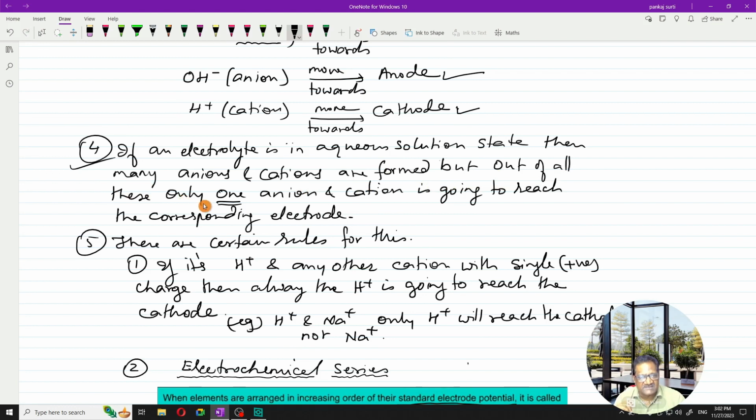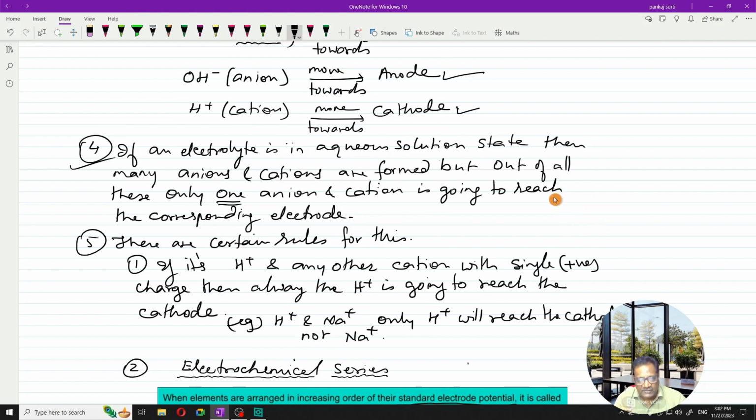But out of all these, only one anion and one cation is going to reach the corresponding electrode. Now see, you have only two electrodes in an electrolytic cell, one anode and one cathode. And if the electrolyte is in an aqueous solution state, then apart from the ions of the electrolyte, you will also have the ions of water, that is hydrogen and hydroxide ion. So you will have two cations and two anions in that case, isn't it? So there will be four total ions in that case, okay?